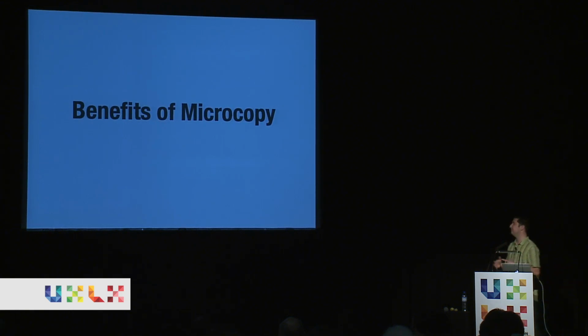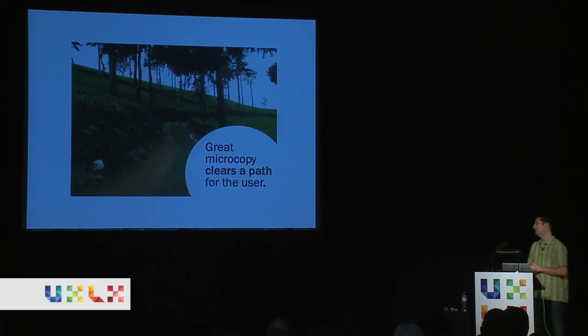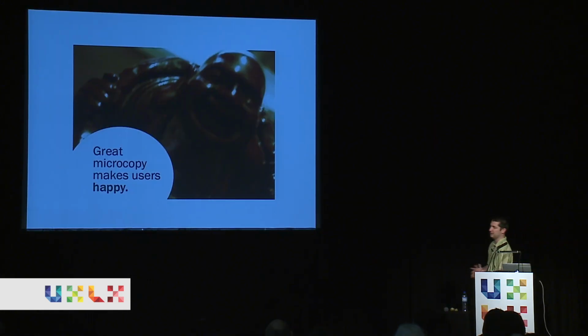So in general, the benefits of microcopy are pretty straightforward. It clears a path for the user. In some cases it's directive, and it tells people what to do. In other cases, it gives options about what to do. It makes users happy, and I'll give an example of that in a minute. When done right, and this should be tested like any other part of your interface, you should go into usability testing with an eye toward seeing how people respond to your copy. But it can make people happy.